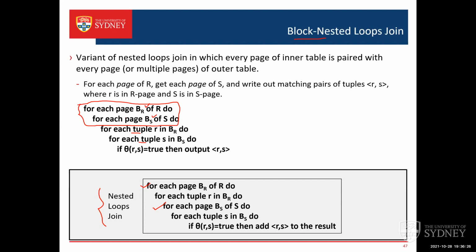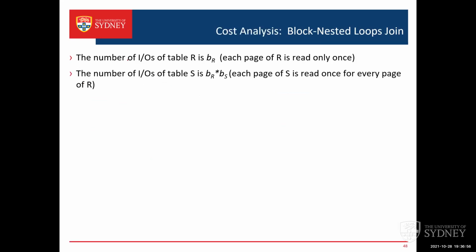What benefit will that give me? Now you can see how many times do I need to read BS? For each block or each page, I need to read BS. Previously, for each tuple, you needed to read each page, right? So in here for each tuple, read each page. Now I have for each page of BR, read each page of BS. So now I have page instead of tuple. So that one would be much cheaper, right? So this again requires IO. How much IO do I need? We know for R we need BR, and from here we need BR multiplied by BS.